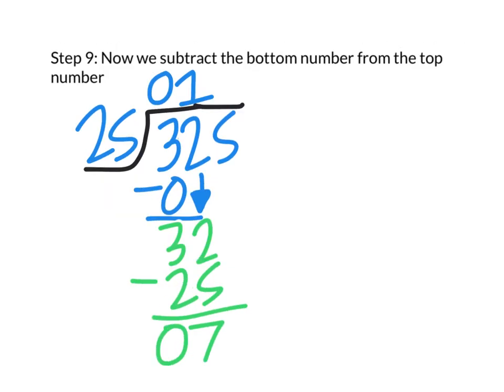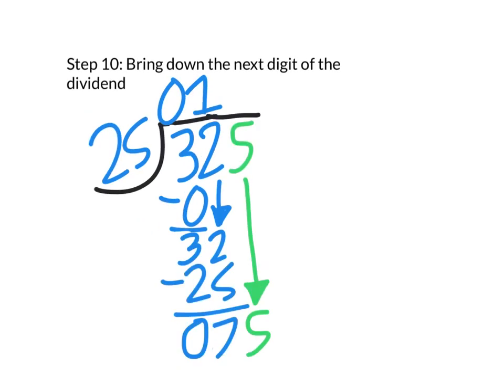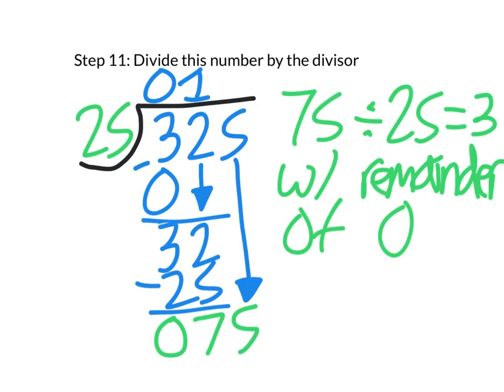Now, just like before, we are going to subtract the bottom number of 25 from the top number of 32, which gets us 7. Then, just like we did before, we're going to bring down the next digit of the dividend, which is 5. And hopefully here you see a pattern start to develop. Now we're going to divide the 75, which was formed by the remainder, and then 5 brought down from the dividend, by a divisor of 25.